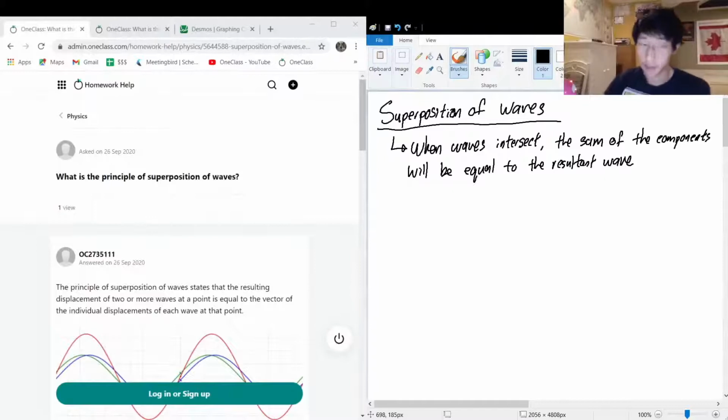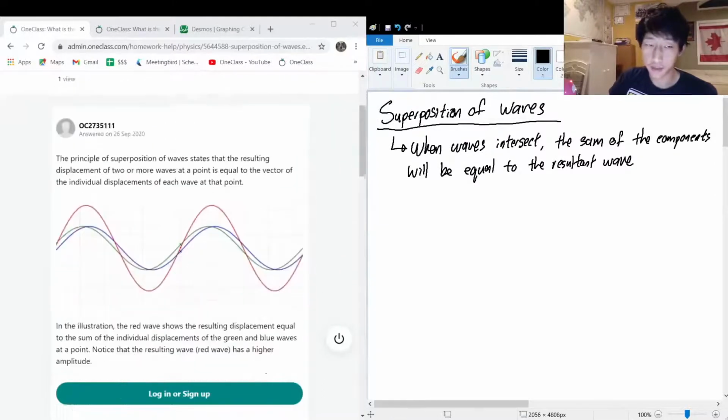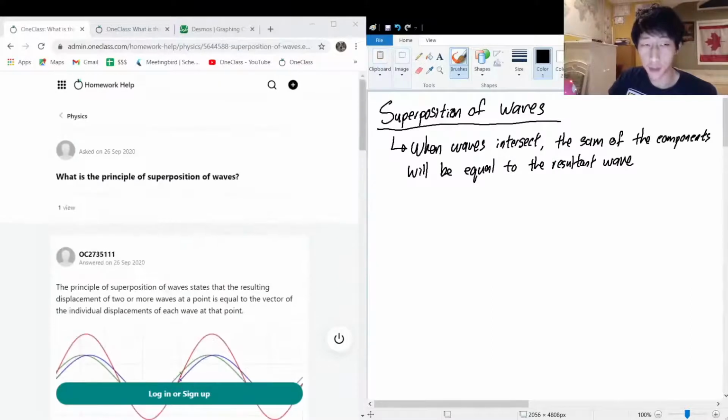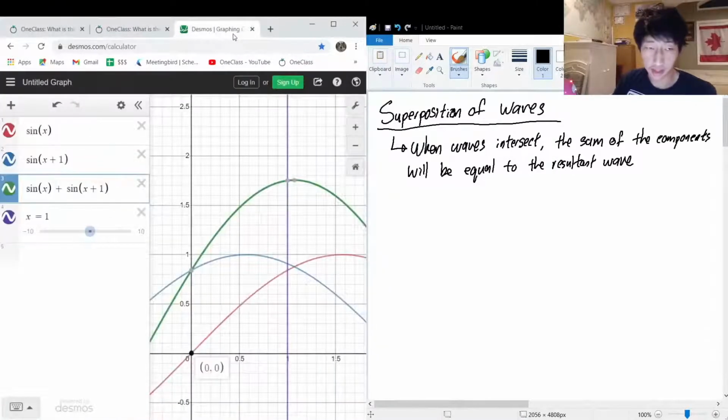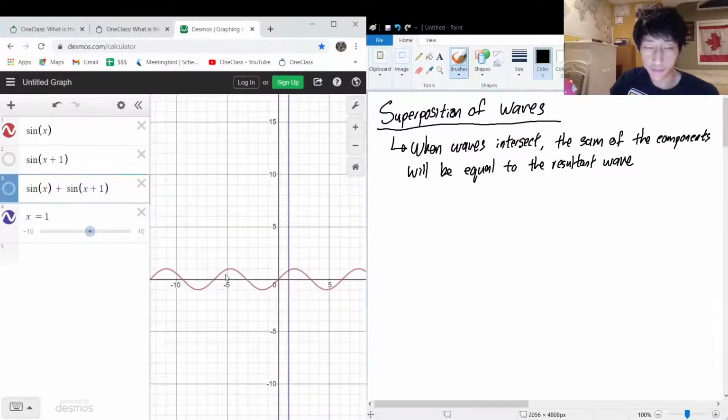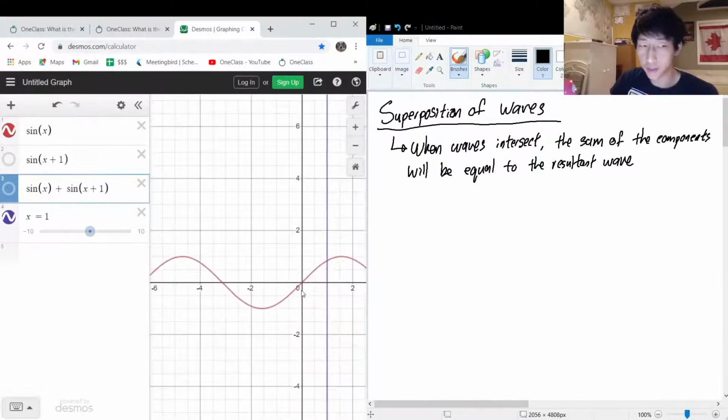Okay, now what does that actually mean? Let's use a visual example to see what's going on. I have a similar model here on Desmos, just a classic graphing calculator. So suppose that we have this red sine wave, just a regular old red sine wave, and we have a blue sine wave that's intersecting with it. So they're both going at the same time.